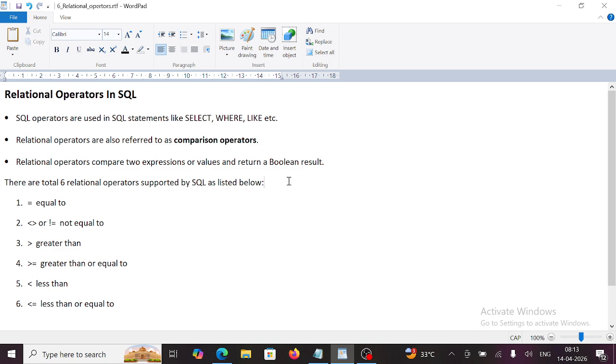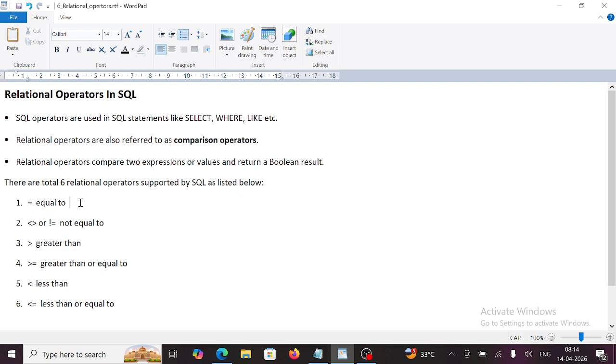So if there is one condition on the left side of that relational operator and one on the right side, and that condition is true, then it will return a Boolean result of true. There are a total of six relational operators supported by SQL, as listed below.